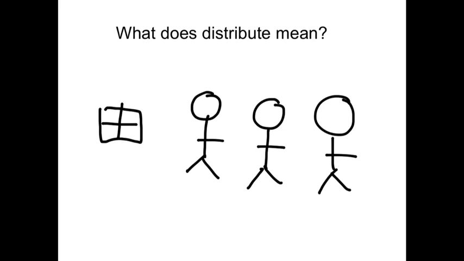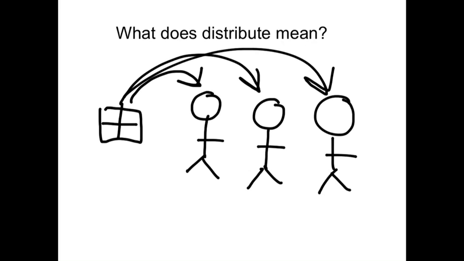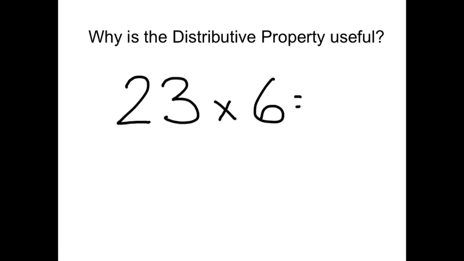So I'm going to give a gift to this person, and this person. They each are going to get their own gift. So distribute means to share something out equally to everyone. Why is the distributive property useful?